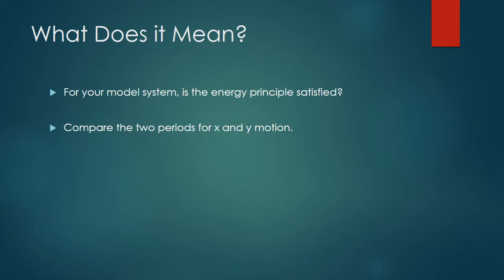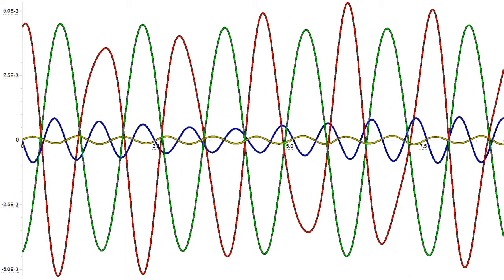Now for the "what does it mean" questions. Number 1. For your model system, is the energy principle satisfied? Number 2. Compare the two periods for the x and y motion. First off, is the energy principle satisfied?